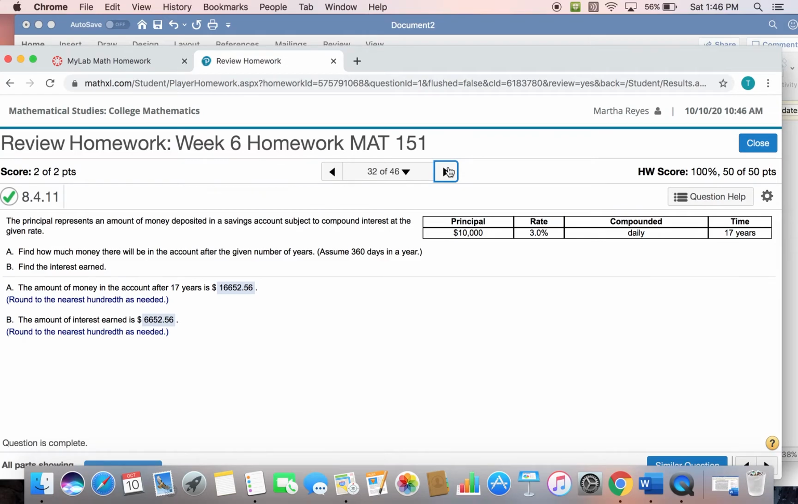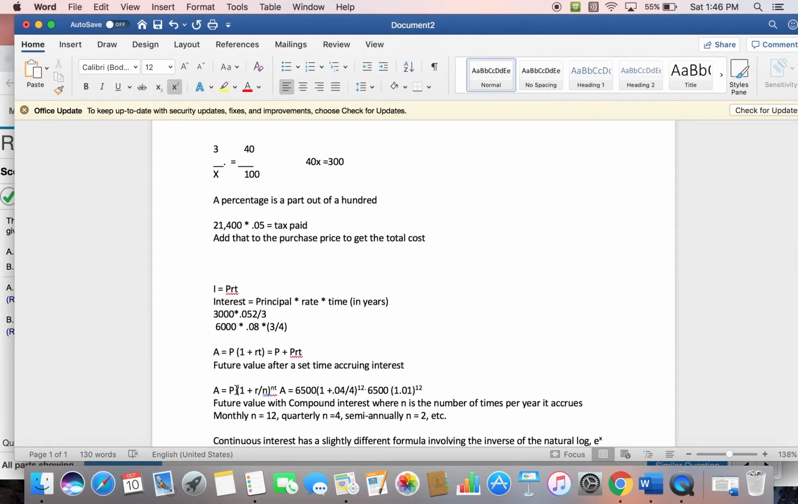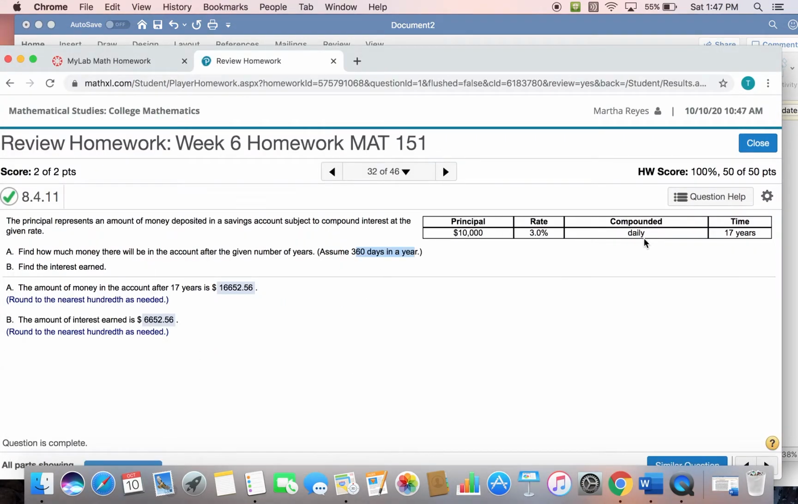Okay, this is much the same thing. You set it up in exactly the same way, except it is compounded daily. So n, as it says here, is 360. So you have 10,000 at 3%, compounded 360 times a year for 17 years. You would plug in 10,000 for P, R would be 0.03, and N would be 360, to the power of 360 times 17. You definitely need a calculator for that one. Don't be confused by the large numbers. It's going to come out to 16,652.56. And then to find the amount of interest, you just subtract the principal from that.